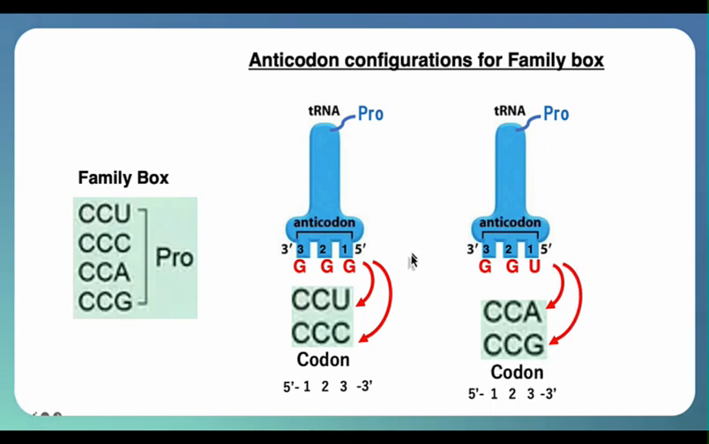Therefore, regardless of the third position of the codon, if the first two positions are CC, either of the two proline transfer RNAs with anticodons GGG or UGG correspond to it. This means that the codon family CCN specifies proline.